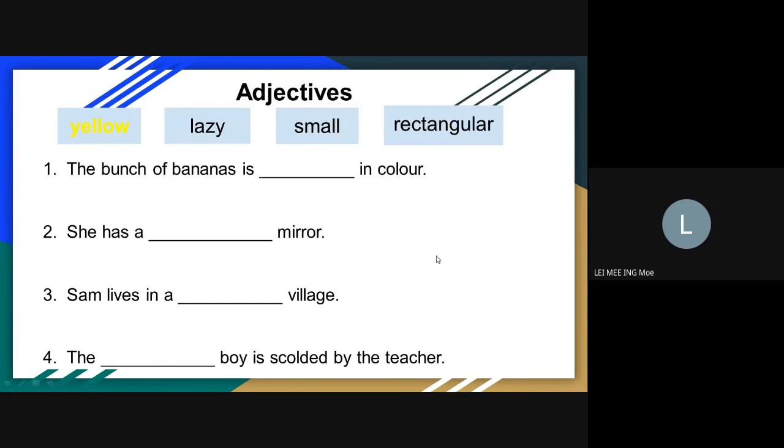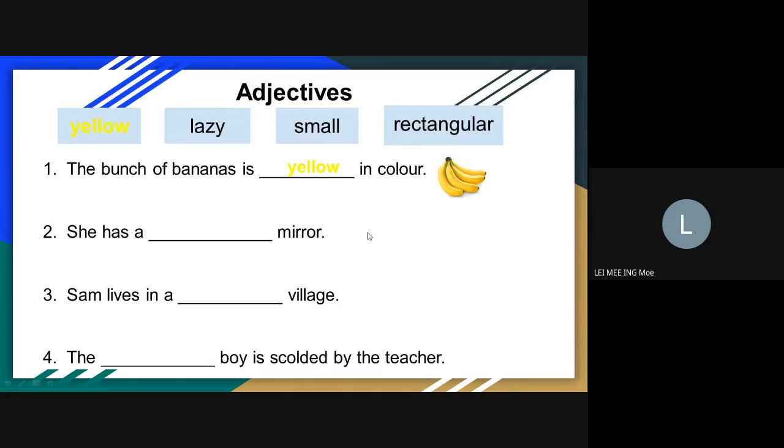All right, done. The first answer is yellow. Yes, good. I see a lot of you typed yellow. So the answer is yellow. For this sentence, we can see the word color here, so this is the keyword. Among the four selections of answers here, only yellow is the adjective for color. So the bananas are yellow in color. Good.